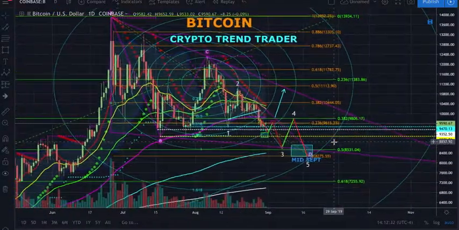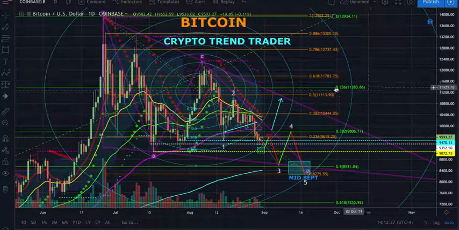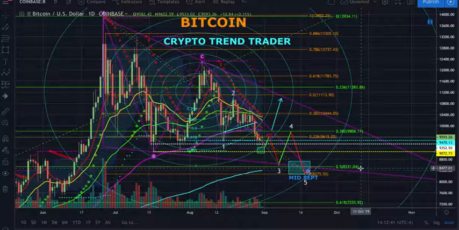So, well, there we have it. That's Crypto Trend Trader, Bitcoin TA on the daily/4-hour chart with some very specific price targets. If you guys have been watching my videos, you know everything's been playing out beautifully. We're just going to keep with the strategy, and we're going to stay with the trend until it doesn't work.